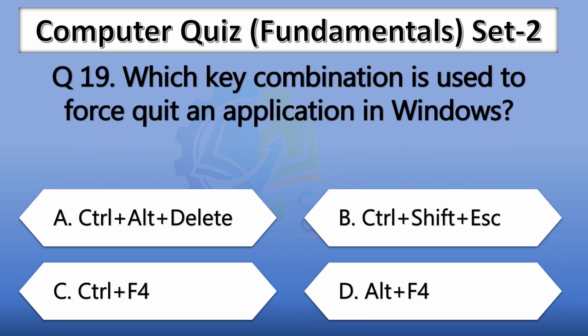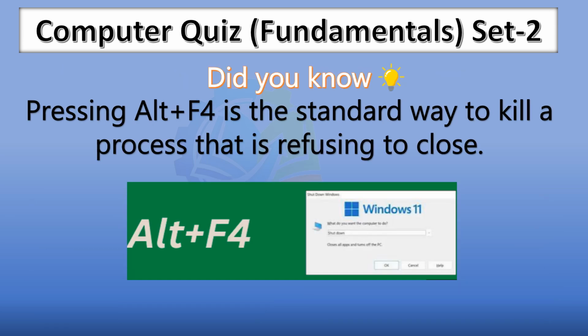Which key combination is used to force quit an application in Windows? The options are Ctrl plus Alt plus Delete, Ctrl plus Shift plus Escape, Ctrl plus F4, or Alt plus F4. The correct option is Alt plus F4. Pressing Alt plus F4 is the standard way to kill a process that refuses to close.